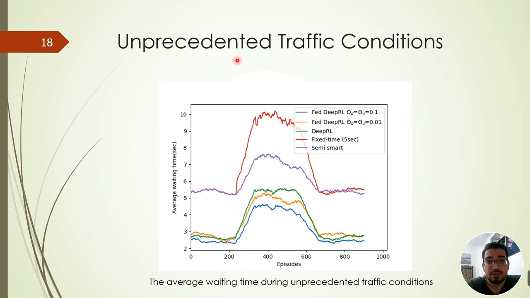So from this experiment, we have seen that our proposed federated learning model avoided bias learning and overfitting. So we have proved all of our claims.